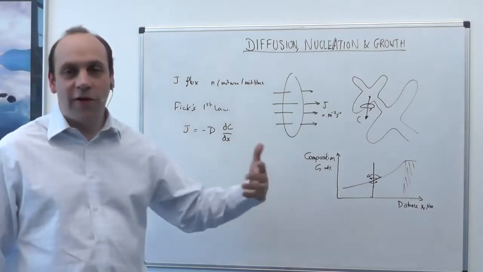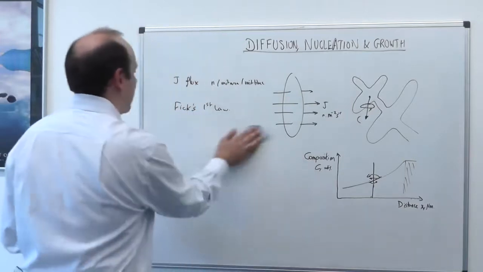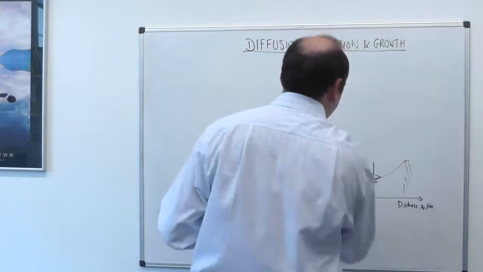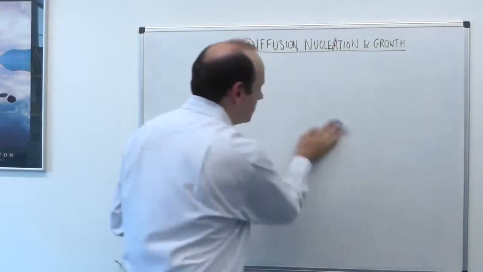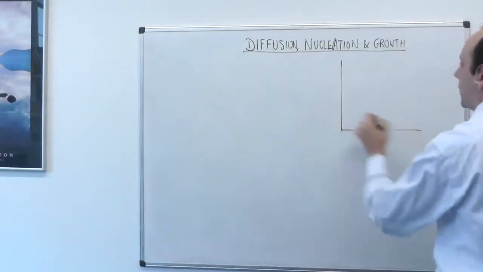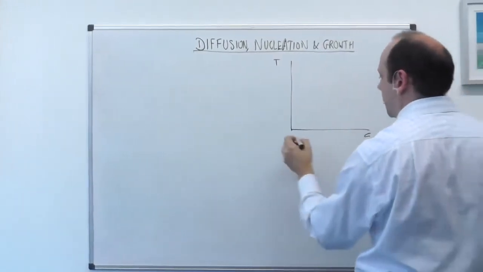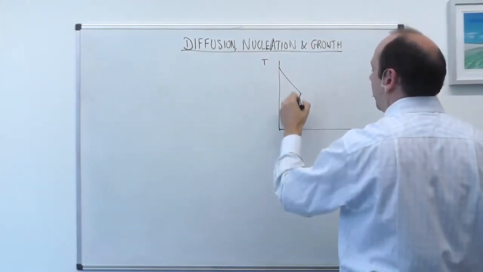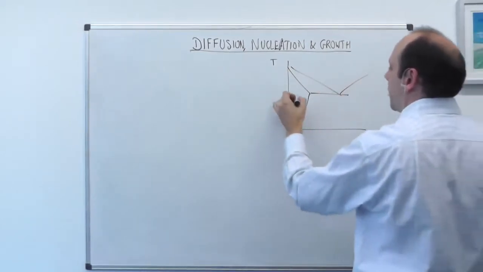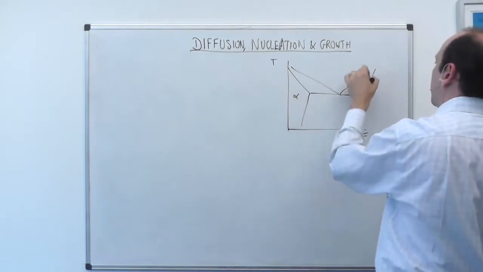So the next thing we need to think about is, if we have a solid, how quickly can a new phase precipitate out within it? Just to sketch a microstructure, say we have a phase diagram. This is temperature, this is composition, and say it's a eutectic phase diagram, a nice simple one. We have a phase alpha here, and somewhere over here there's going to be a beta phase.